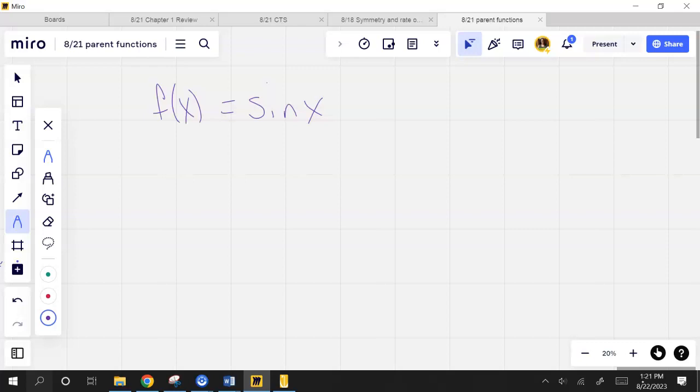So I think I'll do you a little chart so you can see where this stuff is coming from. That's the parent function, sine x. We don't put the e on it whenever we abbreviate. We just put sine x. All right, so here's what I'm going to do.